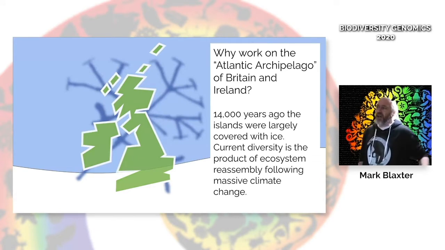The first is that only 14,000 years ago, almost the entirety of the islands were covered by ice during the ice ages. But by 12,000 years ago, an ecology had restored itself, had reassembled itself over much of the islands, such that the ecosystems we know were reconstructed. So this is a great model for how ecosystems can evolve and change under climate change, obviously very relevant today.